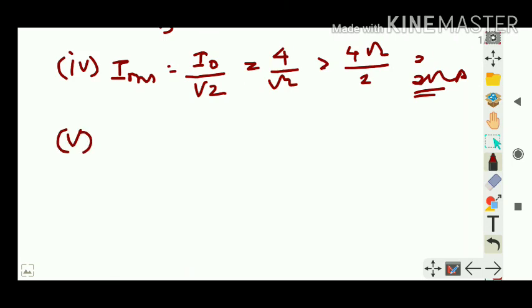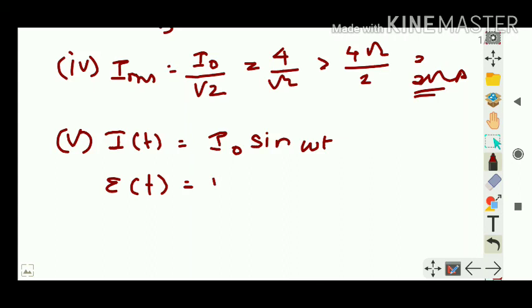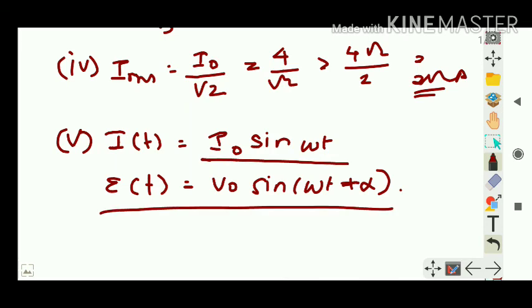Now similarly, what is the fifth question which is asked? You are asked what is the equation of the current form. Current form is I naught sine omega t. If EMF or V is V naught sine omega t plus alpha, right? If this is the equation form, then this is the current form. That is the meaning, right? Or I can say in the case of capacitance, or sorry, in the case of LR circuit, we learned that there is a phase difference of alpha between current and voltage, right? Or I can say the voltage is leading, right?